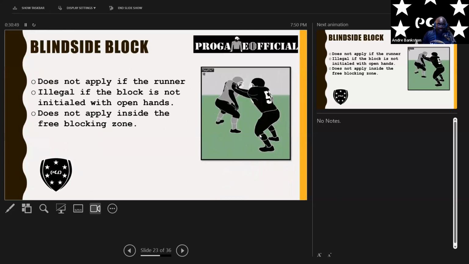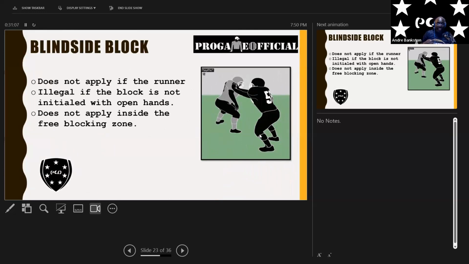All right. The extended arm technique. If it's against the runner, I guess it's fine. But if it's against an opponent who's not the runner, it's illegal. It must be open hands, the open hand extended arm technique.